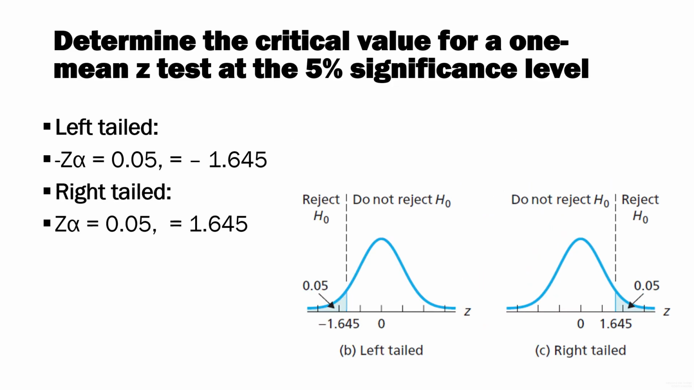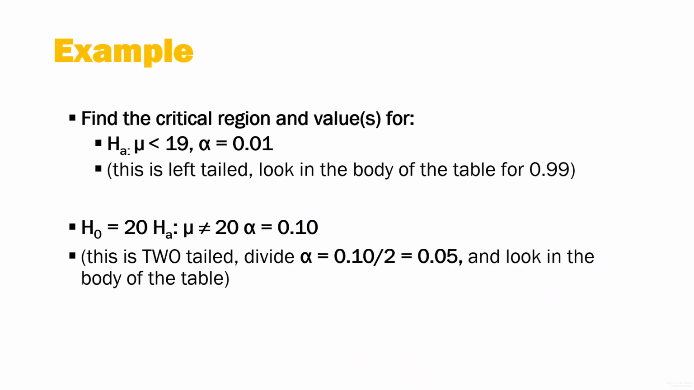And now determine the critical value for a 1 mean Z test at the 5% significance level for left-tailed versus right-tailed. And again, we're going to use our table 2. We're going to use our 0.05. We've got 1 minus that, and then you look in the body of the table, and it will fall in between two values equally. So we take the average of those values, and you end up with negative 1.645 for the left side, and then positive 1.645 on the right side.